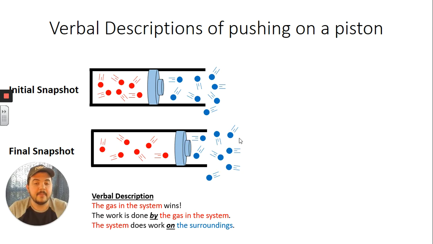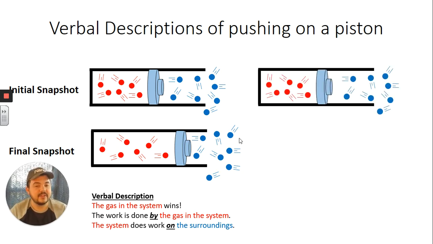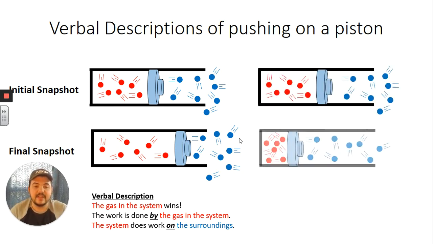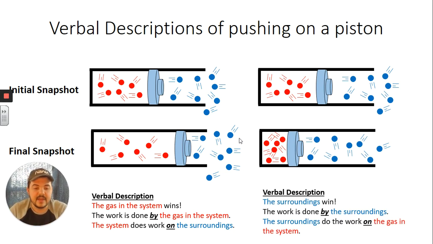Let's look at the other possible scenario. Our initial snapshot looks identical, but now let's look at the case where the atmospheric gas outside of our cylinder wins and pushes that piston to the left, compressing the red gas inside of the cylinder. Here we would say that the surroundings won, so the work is done by the surroundings. Another way to say that is that the surroundings do work on the gas that's in the system.